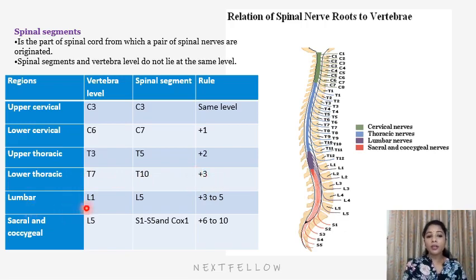In the lumbar, at the level of L1 vertebral level, the L5 spinal segment is located. So almost 3 to 5 spinal segments are added. In sacrococcygeal, at the level of L1, we have all the sacral segments S1 to S5 and coccygeal segment. Almost 6 to 10 spinal segments are added. So this is an important table for you to note down.